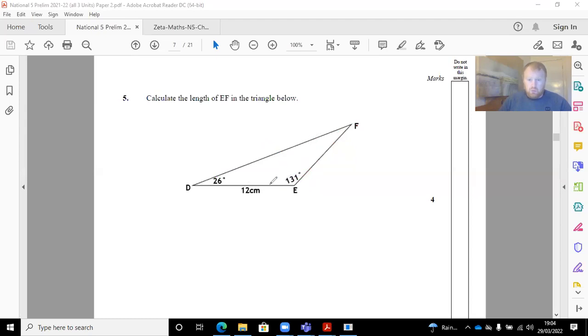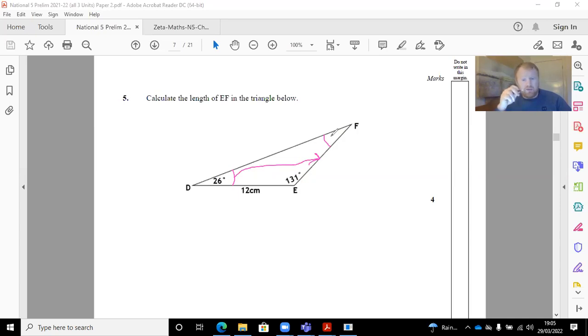Now what are we looking for? We're looking for EF. We've got the angle opposite it, so we've got a matching pair. We've got a side, but we're missing an angle. We don't know what that angle is. Do we have enough information on that triangle to work out what that missing angle is? Yes. All three angles in any type of triangle add up to 180. So the missing angle is just 180 minus 131 minus 26.